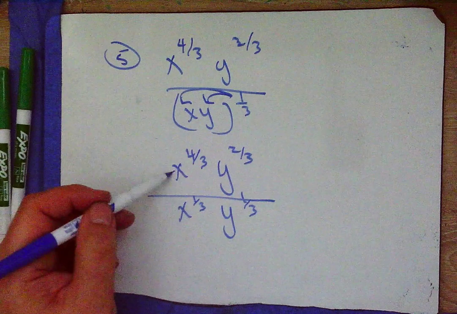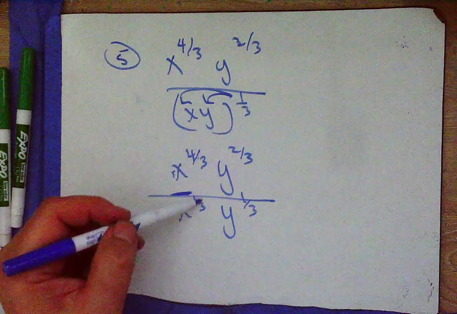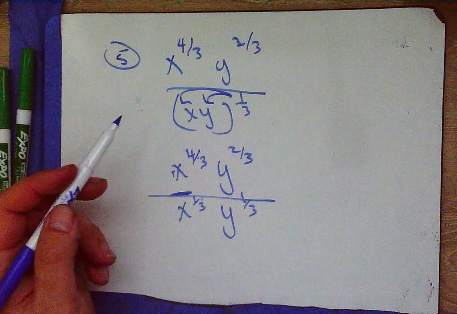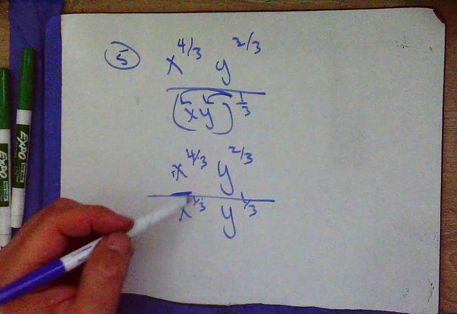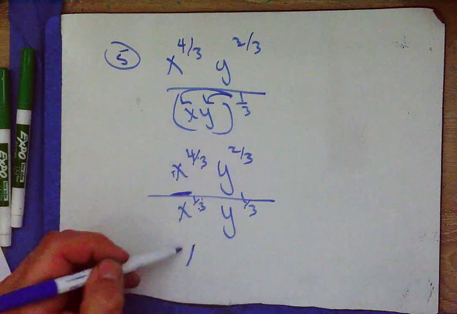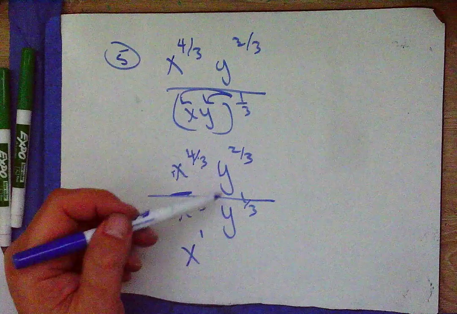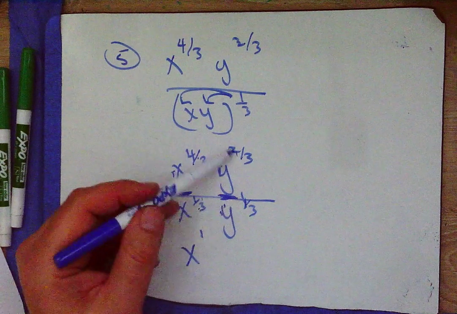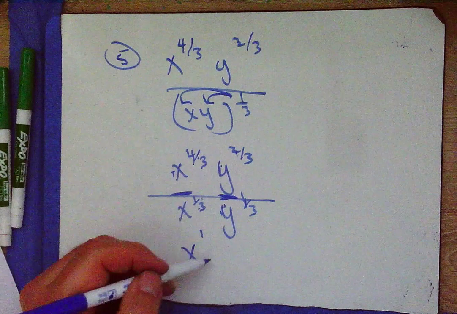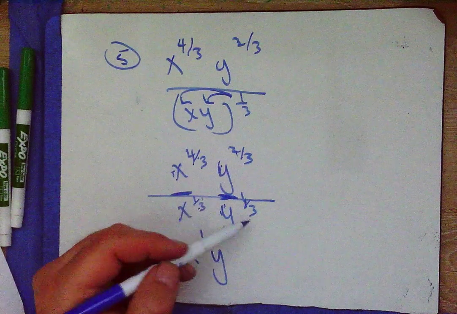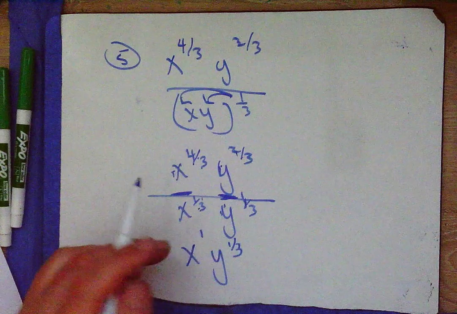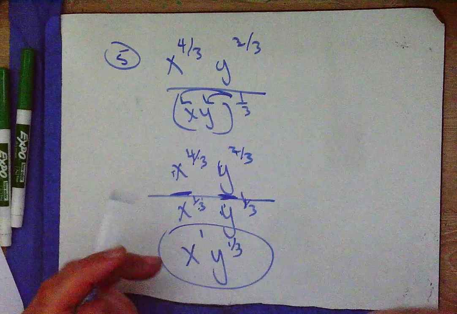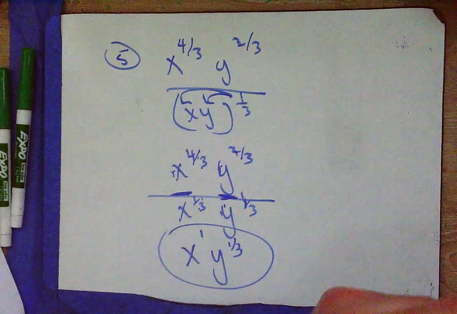And look, the bases are the same, and I'm dividing. What do I do with those exponents? I subtract them. 4/3 minus 1/3 is 3/3, which is 1. Hey, look, I'm dividing, and the bases are the same. What can I do with the exponents? Why, that's right, I can subtract them. 2/3 minus 1/3 is 1/3. So there's my simplified answer for number 5.